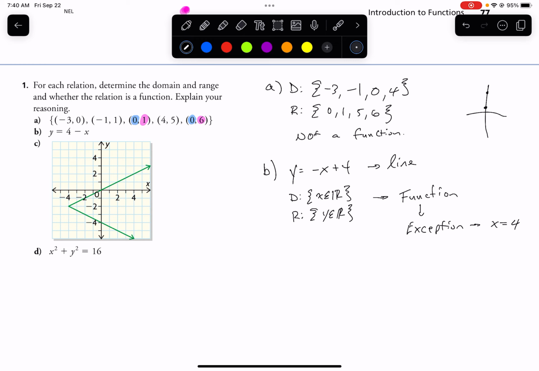Okay, question C looks like an absolute value graph that's been turned on its side, but the best way to determine whether or not it's a function, especially when you're provided the graph, is to just apply your vertical line test. And we'll see that for a whole bunch of x values, we're going to have repeated y values on this particular graph. So we know for question C, for sure, not a function.